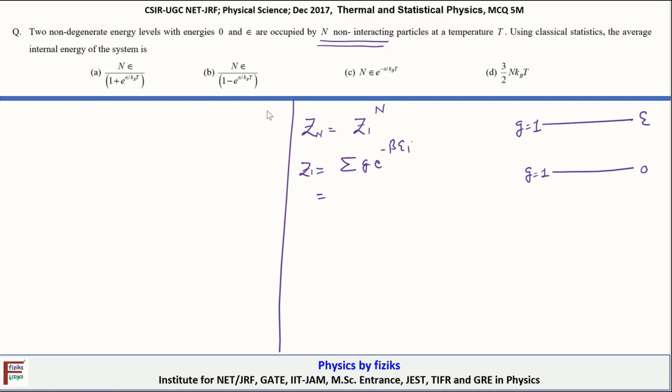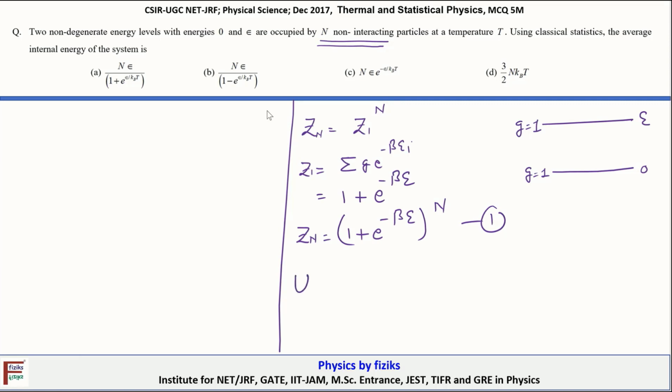So here we will have only two terms, one corresponding to E equal to 0, and then exponential minus beta E corresponding to the second energy level. So therefore Zn will be 1 plus exponential minus beta E, power n. Okay, let's call this equation 1.